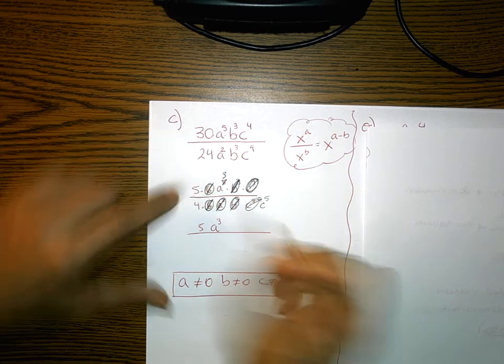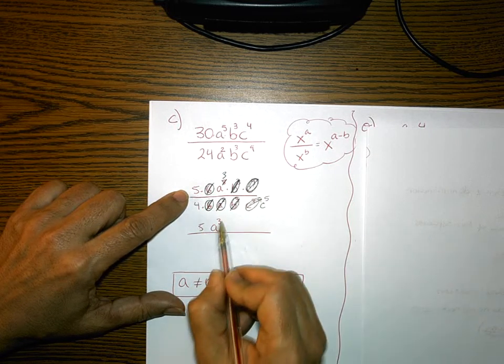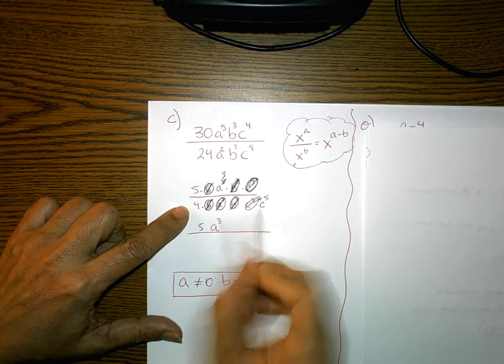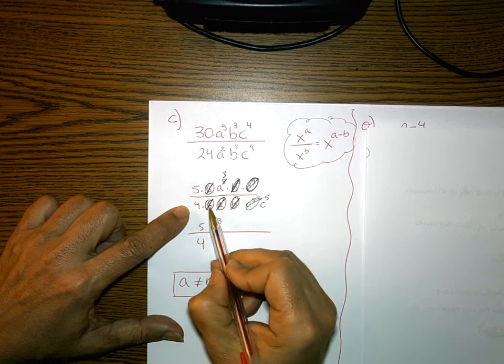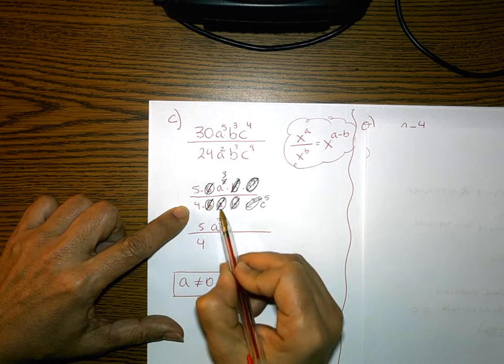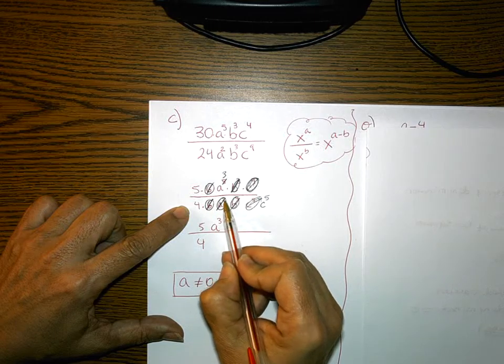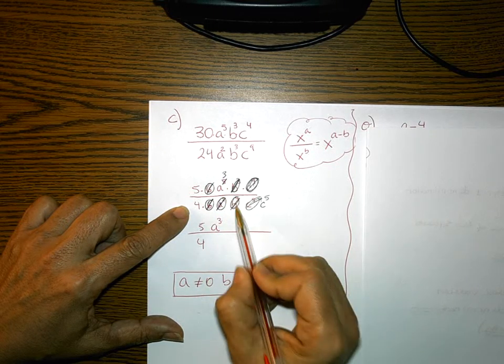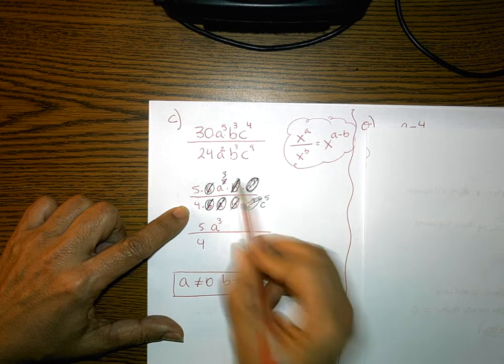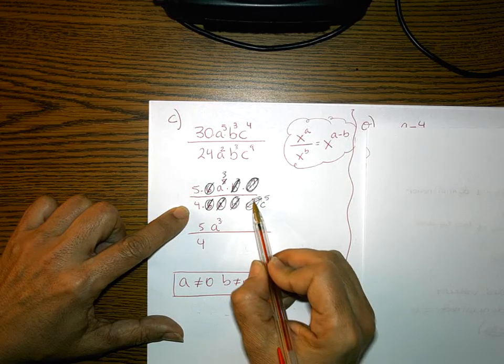So in the numerator, all I have is 5a cubed. In the denominator, we have a 4. The 6 reduced. The a squared, I subtracted the 2 from the 5 here. The 3 from the 3 up here. And that was 9. 9 was bigger on the denominator.